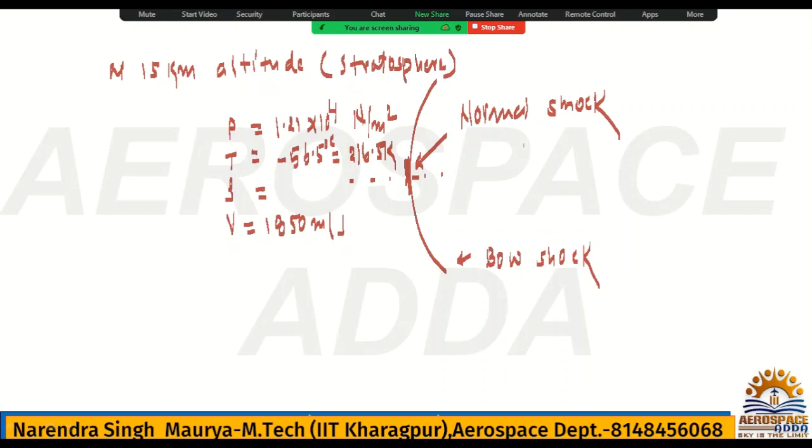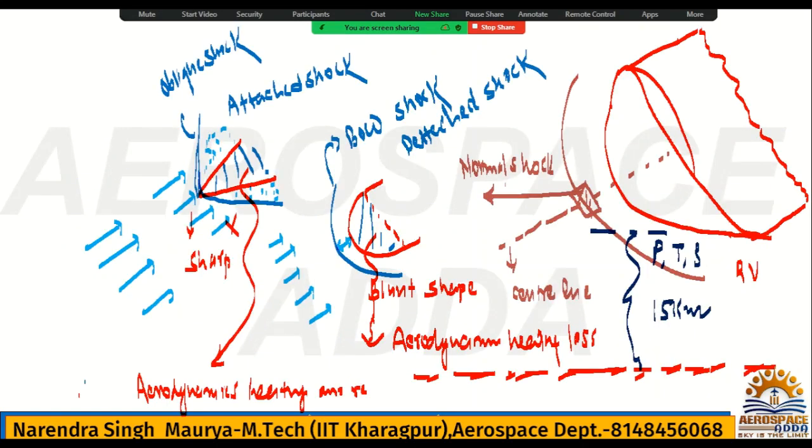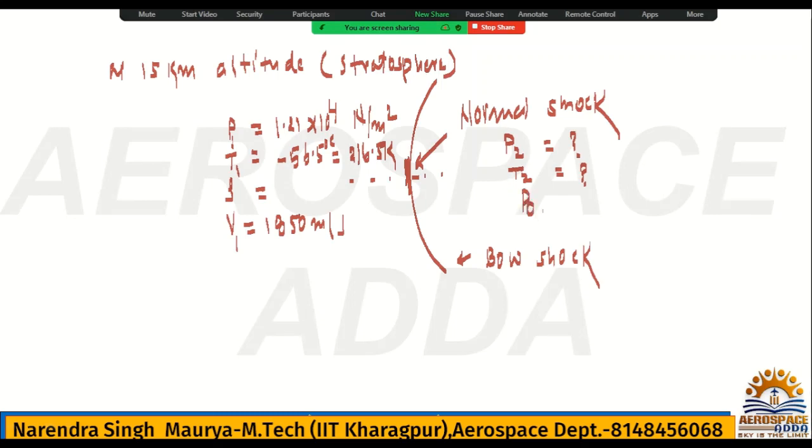Now behind the shock they are asking, so you just say this is P1, V1, and behind the shock they are asking P2. And obviously another value they had asked, temperature just behind, stagnation pressure and temperature just behind the shock. Stagnation pressure and temperature, it means stagnation pressure will be P02 and T02. This is the problem. So now it is very clear. You can assume this is the normal shock and then you start solving the problem.